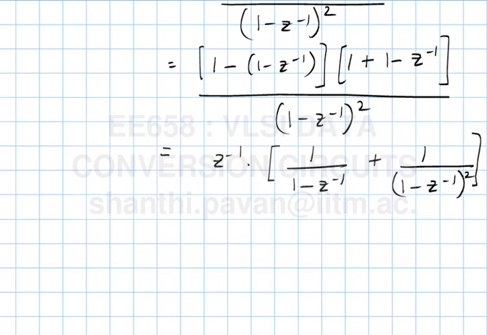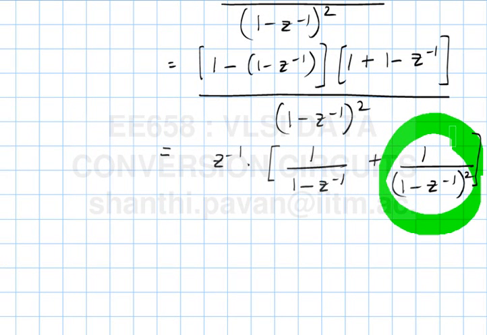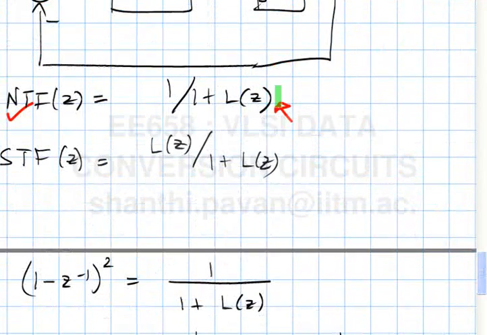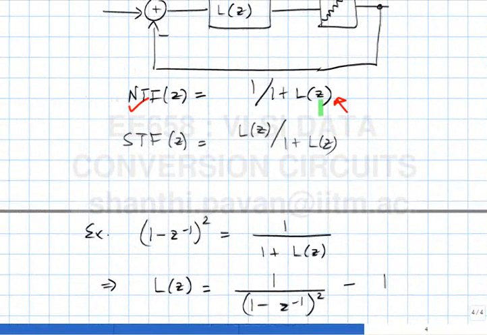And as you expect, at low frequencies the gain of the loop filter must go as... okay, at low frequencies, how is the NTF going? 1 minus z inverse the whole square at low frequencies is going as omega square, which means that the gain of the loop filter at low frequencies must go as 1 by omega square. Correct? No. The NTF is 1 by 1 plus L. At low frequencies, the gain of the loop filter is so large that 1 is negligible in comparison to L of j omega, which means that if the NTF of j omega increases as omega square, it must follow that L of j omega must go down as 1 over omega square.